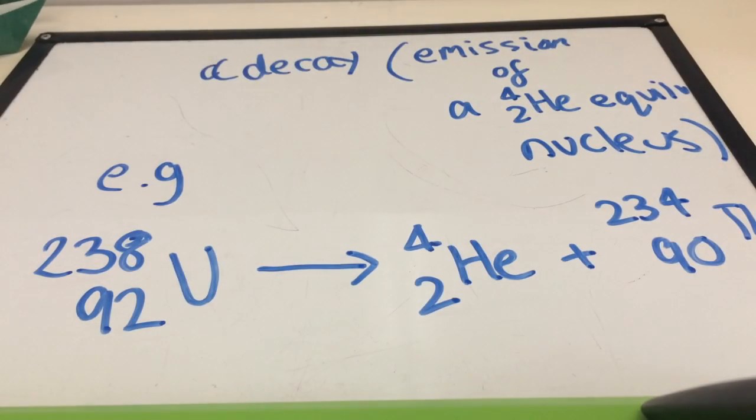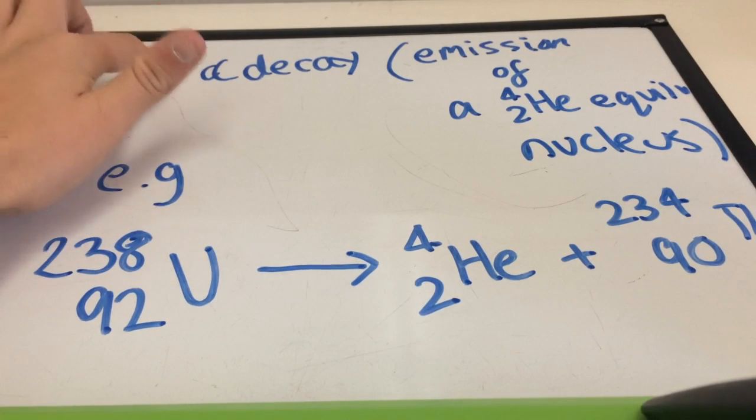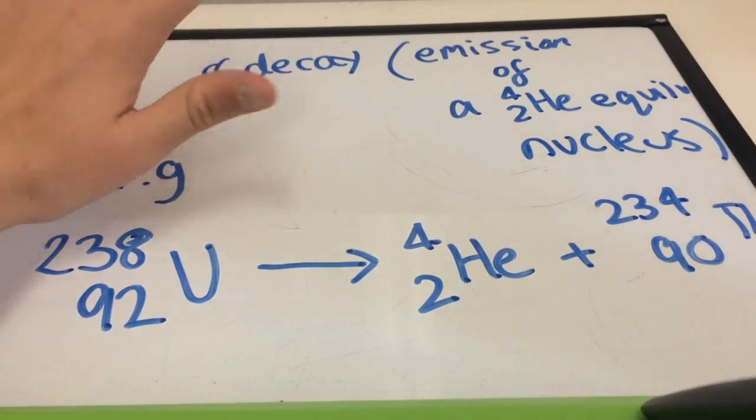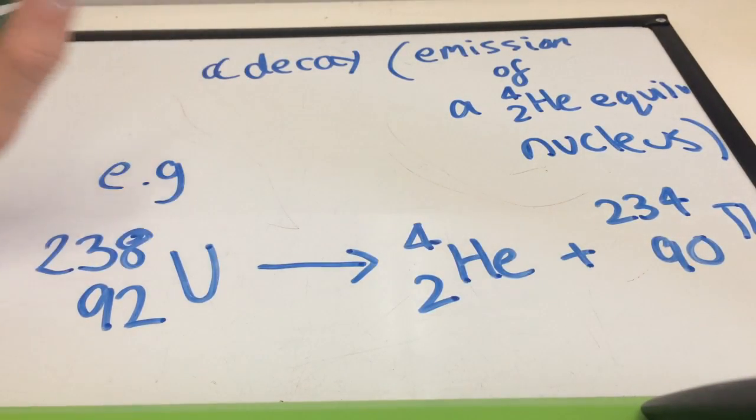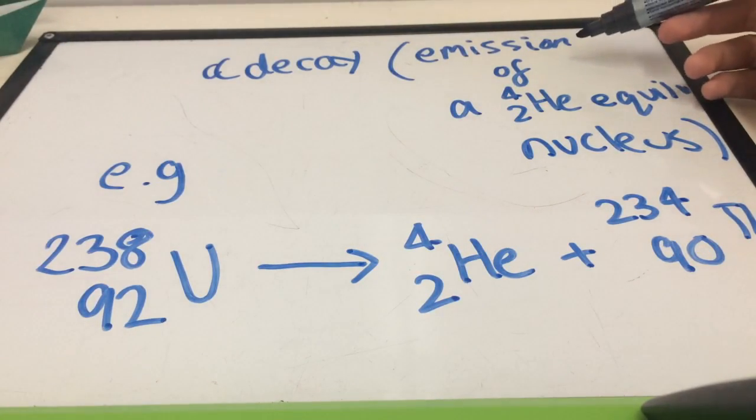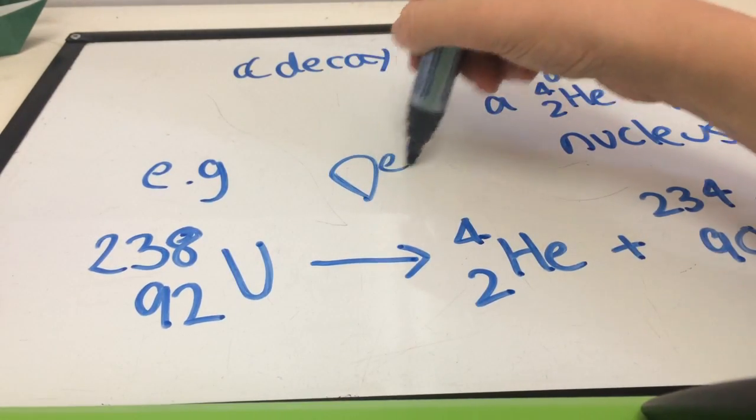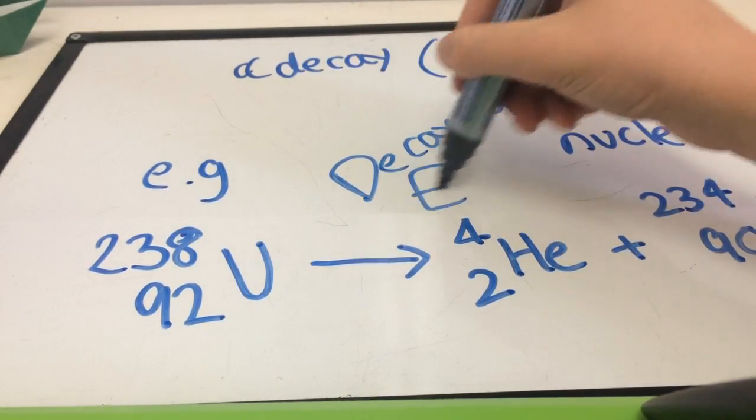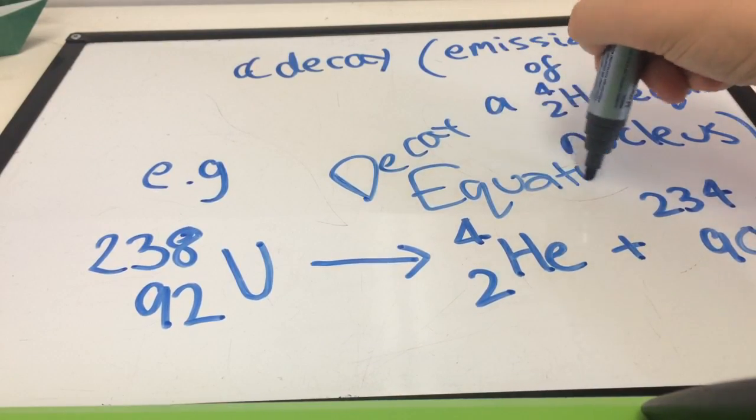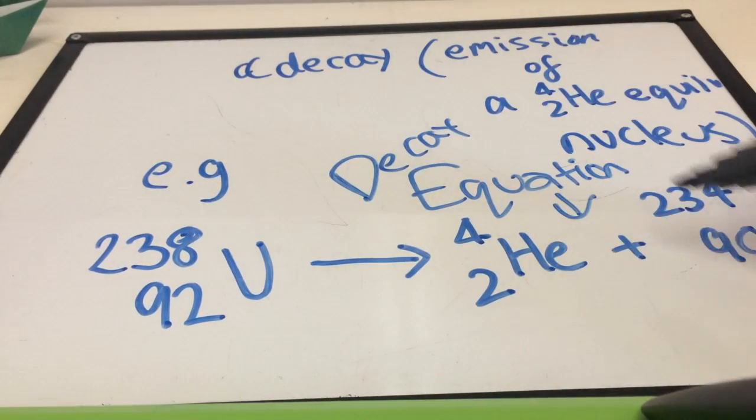Today we're going to be learning about alpha decay. First of all, there are three types of decay. Alpha is the only one you need to know today. Don't even worry about beta or gamma or positron; just worry about alpha decay for now. Alpha decay is shown in what we call a decay equation.